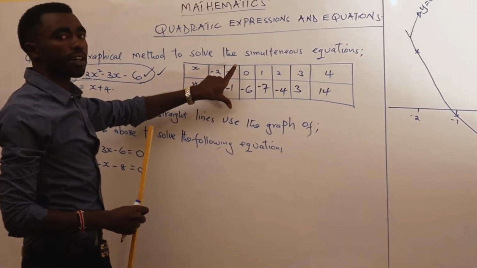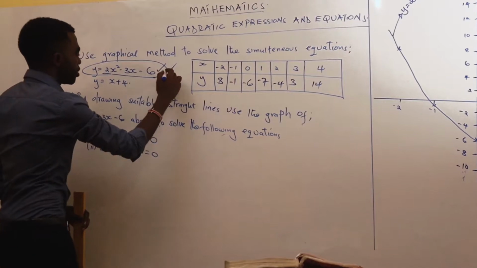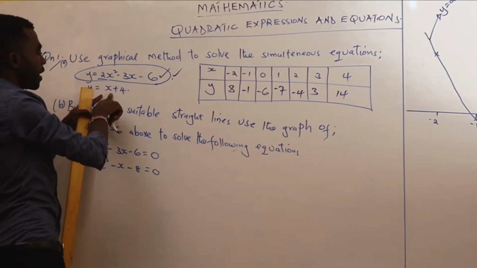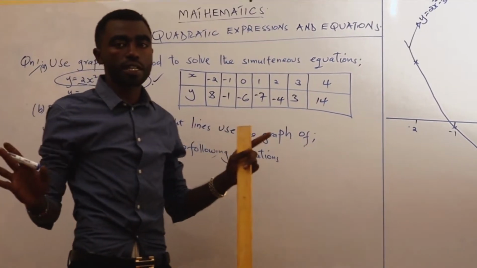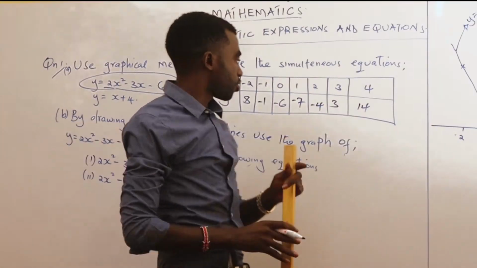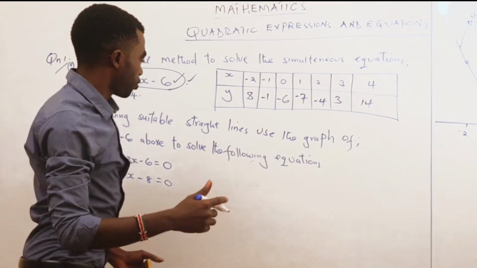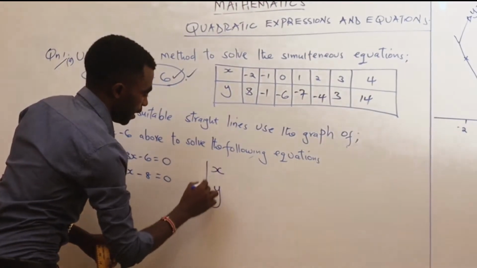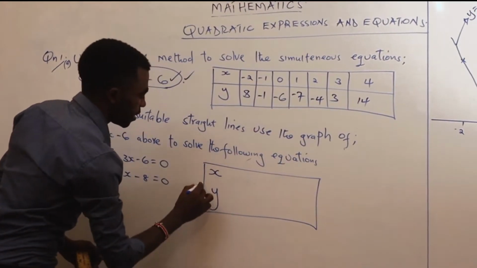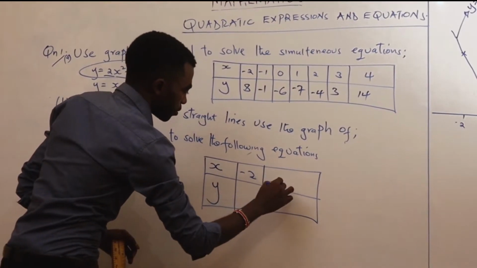So we made the first table. Then we are solving these two equations, the simultaneous equations. We have this one and this one here. So we have y is equal to x plus 4. When you have one unknown and a value, definitely that equation, when you plot it, becomes a straight line. So to plot this one as well, we have to come up with a table of values. Let's have the values of x and the values of y. In this case, just have two values, which are -2 and +2.